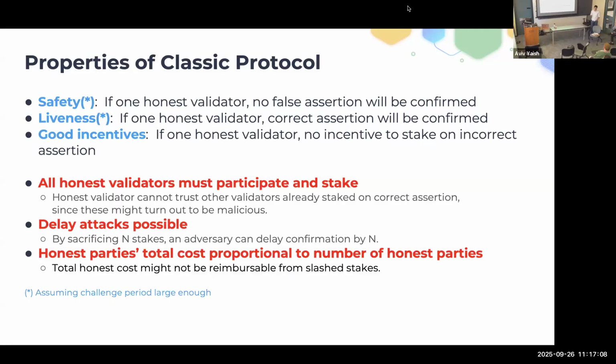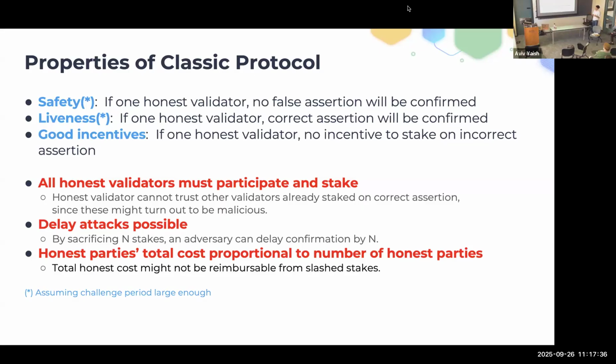And so what are the properties of this protocol? First, it's safe and it's live, meaning that if there is an honest validator, no false assertion will be confirmed and the correct assertion will be confirmed. Again, this is assuming that the challenge period is large enough. And there are good incentives. If there's an honest validator, there is no incentive for the adversary to stake because they will certainly lose it. Okay, what are the problems here?